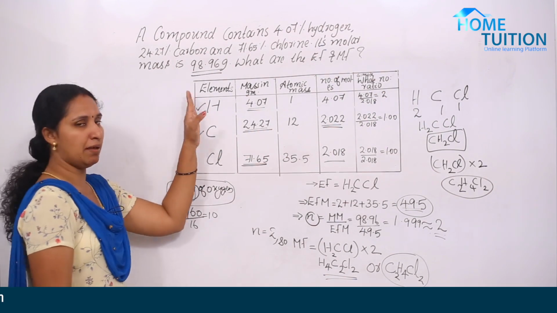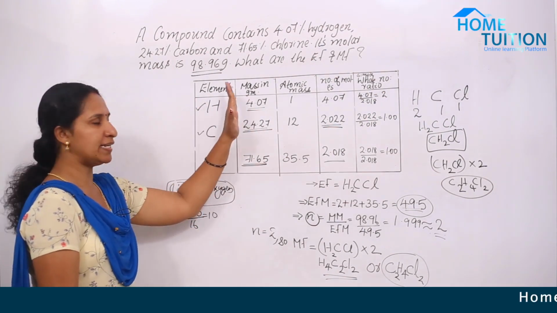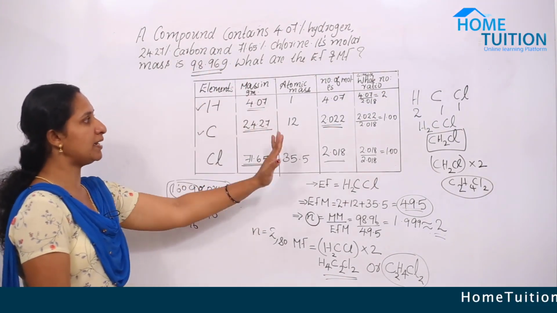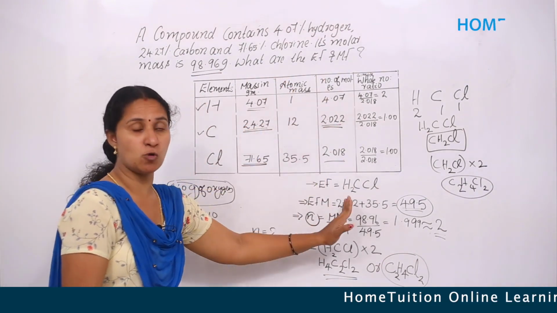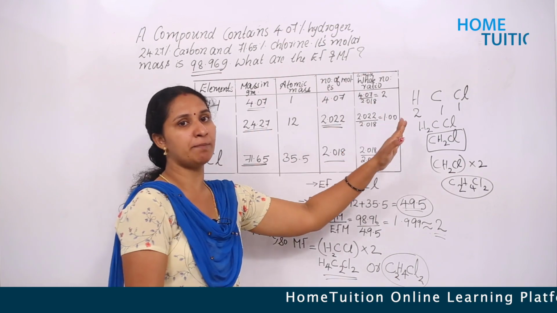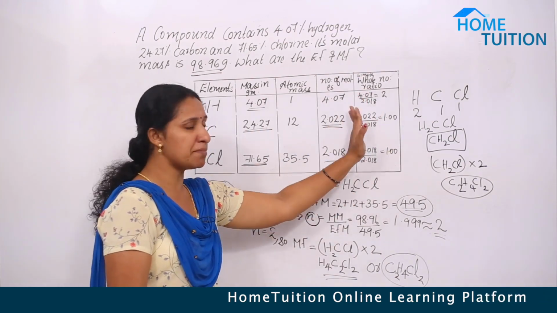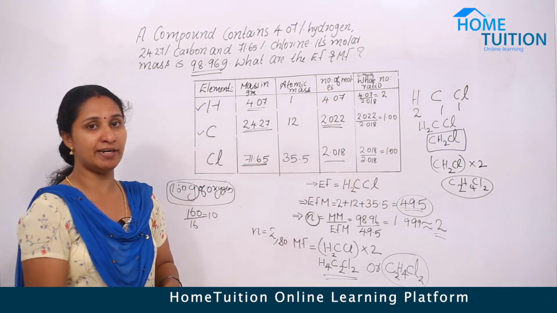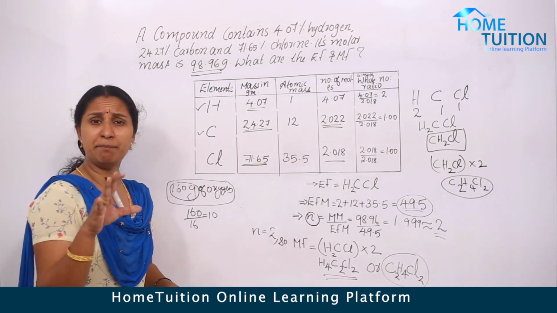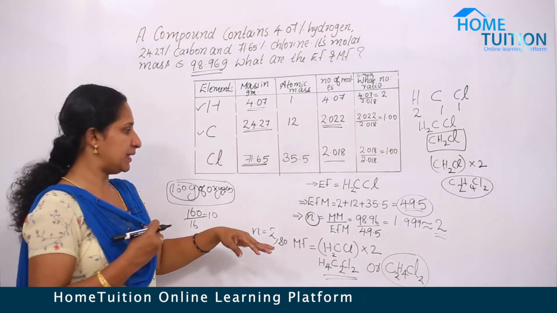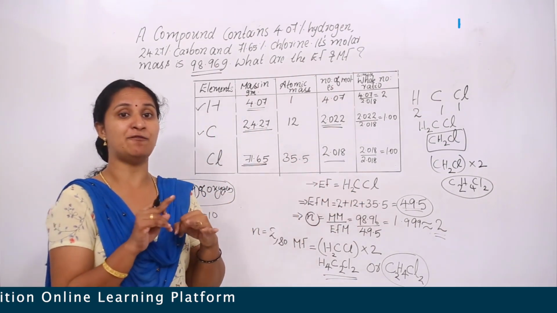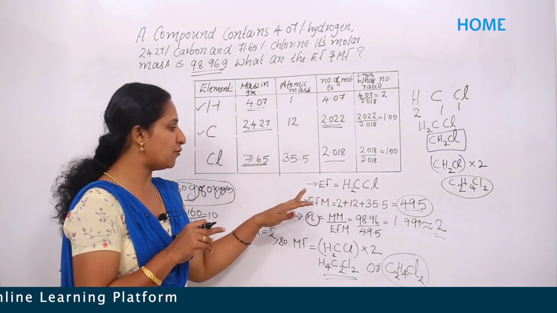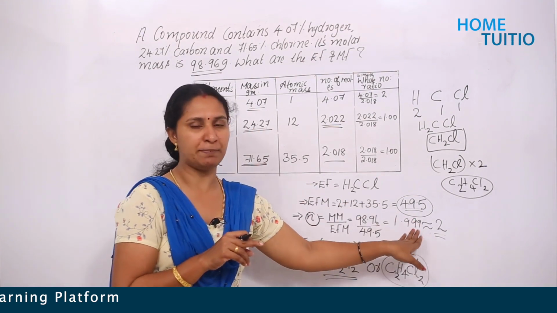First write the elements, then the given mass of the element, then the correct atomic mass of that element, then the number of moles. The next one, simple whole number ratio. Using this simple whole number ratio, we can deduce the empirical formula. The next task is to find the empirical formula mass, and we find it as 49.5.